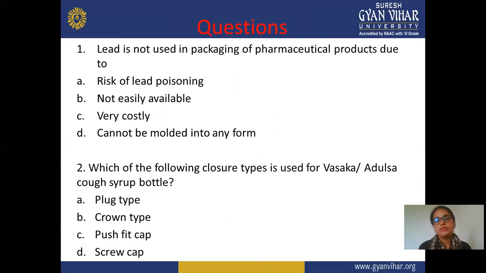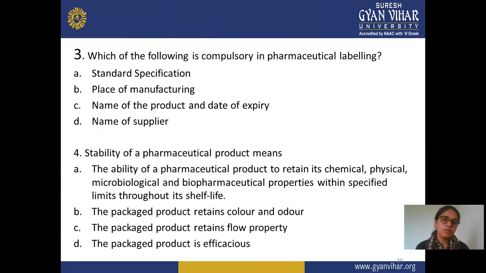Next, in the question part, first: lead is not used for packaging of pharmaceutical products due to: A, risk of lead poisoning; B, not easily available; C, very costly; D, cannot be molded in any form. The second question: which of the following closure types is used for a cough syrup bottle? A is plug type, B is crown type, C is push fit cap, D is screw cap. Third question: which of the following is compulsory in pharmaceutical labeling? A is standard specification, B is place of manufacturing, C is the name of the product.